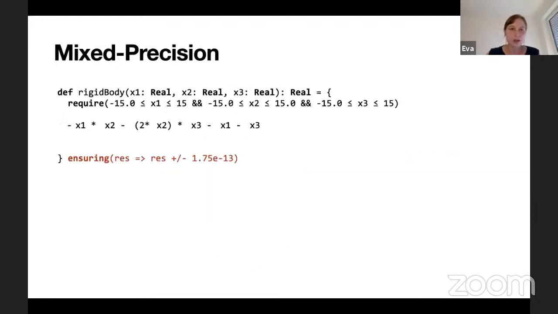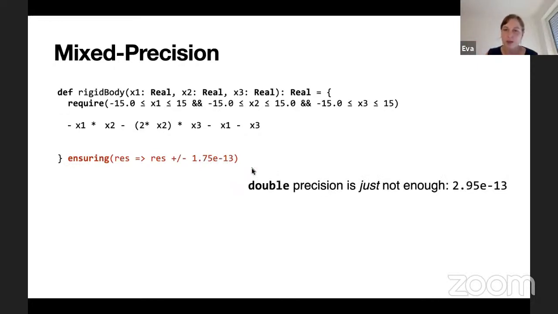All right, that was the first optimization. The second one was based on the realization that before we have always assumed that all of the operations are implemented in exactly the same precision, but we don't actually have to do this. Why this is useful: for instance, if we have here our rigid body controller again, and suppose now the user has specified that for their application, the error cannot be bigger than 1.75 times 10 to the minus 13. This is a random number for now.